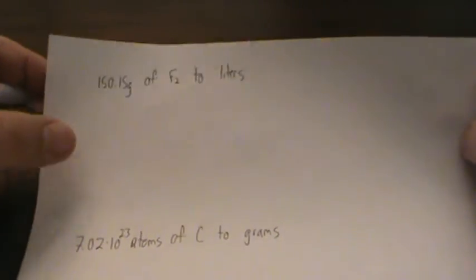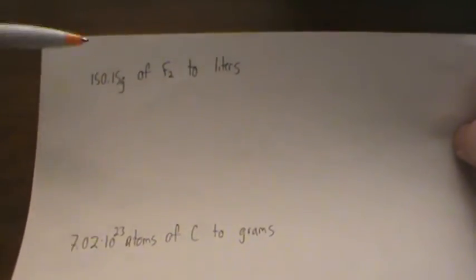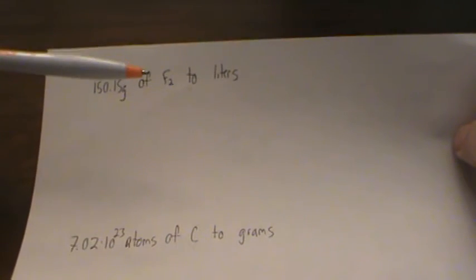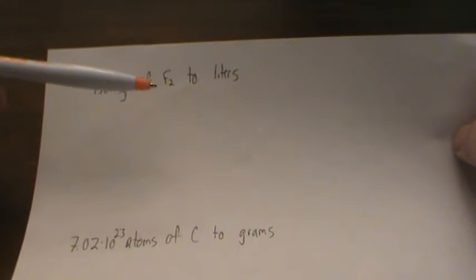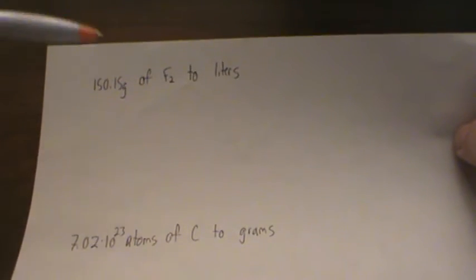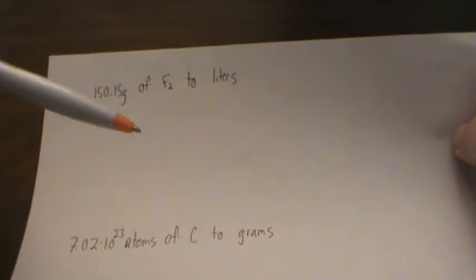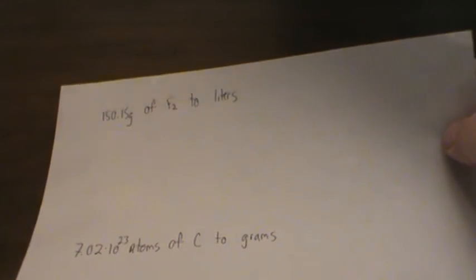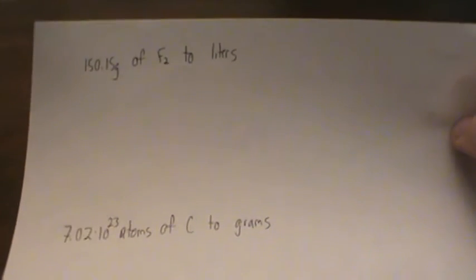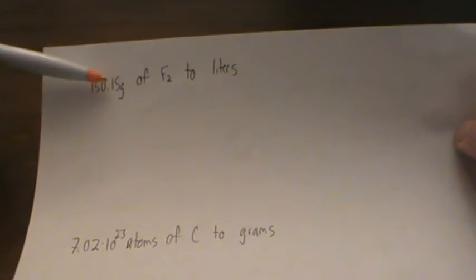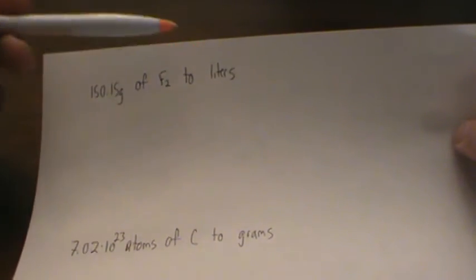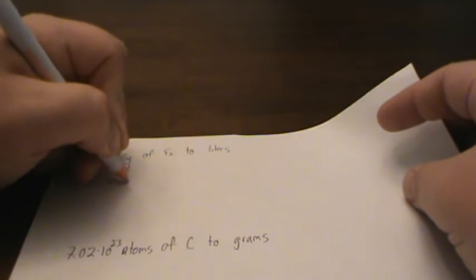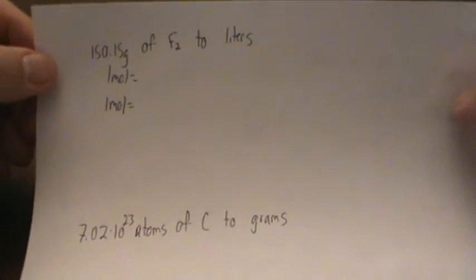Okay, so let's look at a two-step conversion problem. Two-step conversion problems will go from grams to liters, molecules to grams, liters to molecules, something like that. And we still use the mole conversions. The reason I call it a two-step conversion problem is because we have to use two conversion factors. So in this first one, we're going to convert 150.15 grams of F2 to liters.